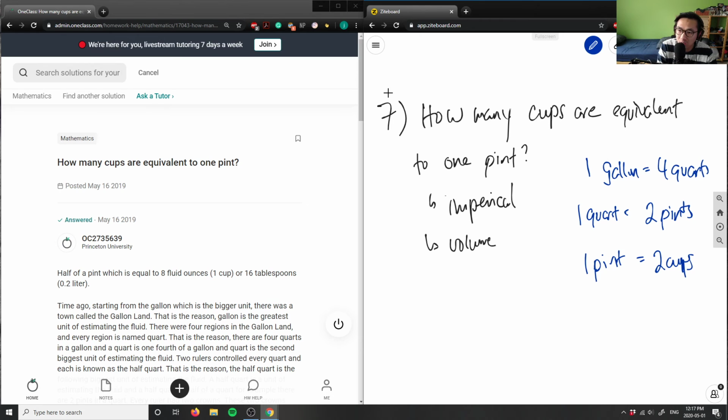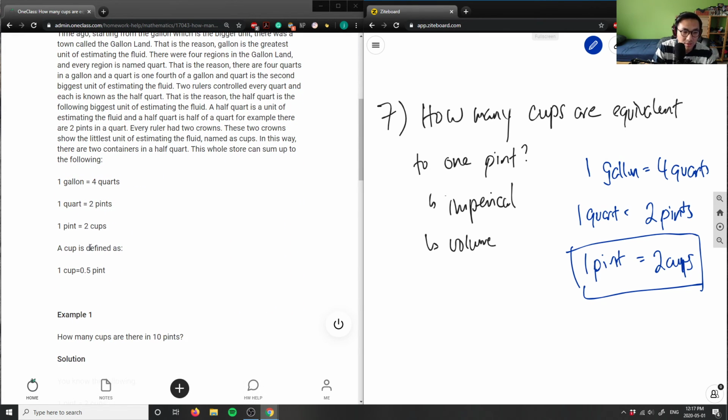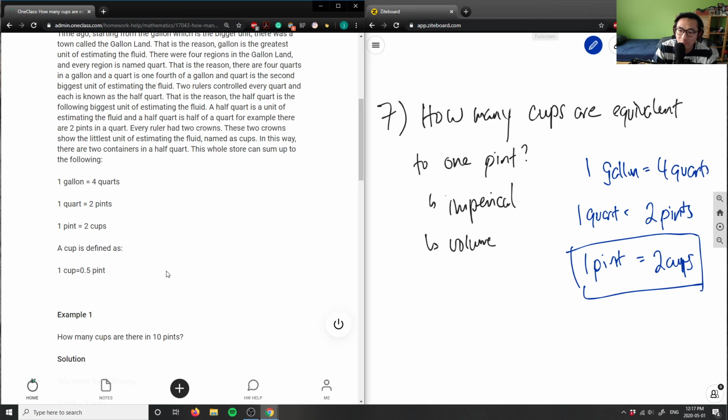And as you can see here, 1 pint equals 2 cups is my answer, right? How many cups are equivalent to 1 pint? 2 cups are equivalent to a pint here. So as you can see, 1 cup is equivalent to half a pint, or you can say 1 pint equals 2 cups.